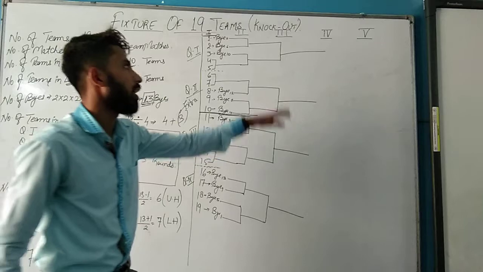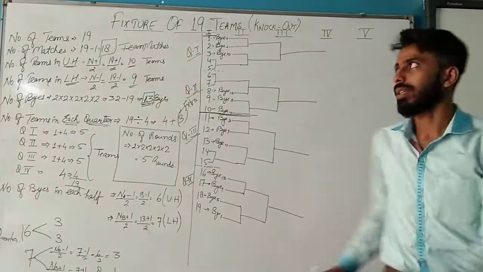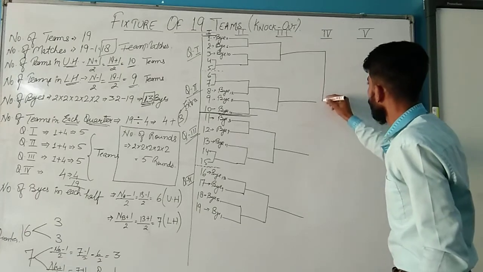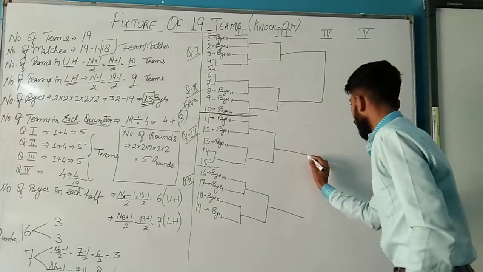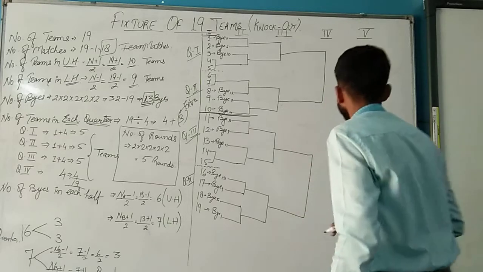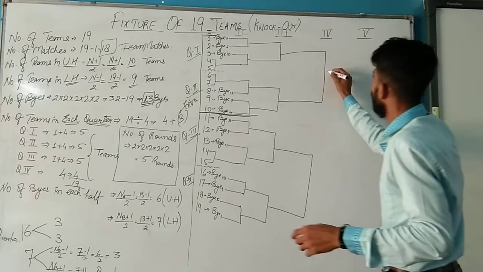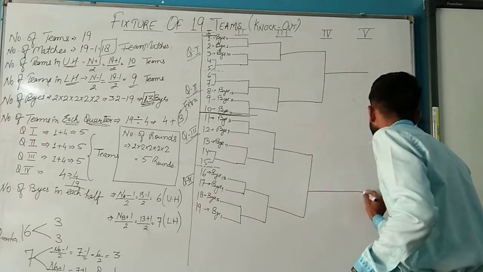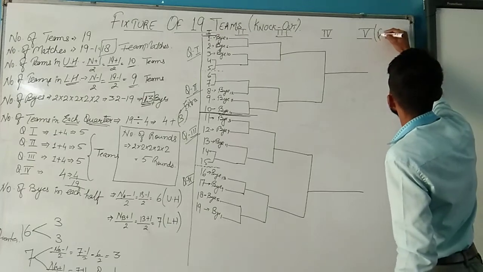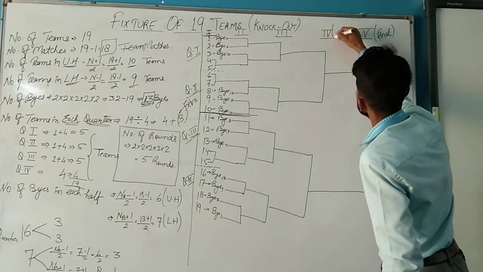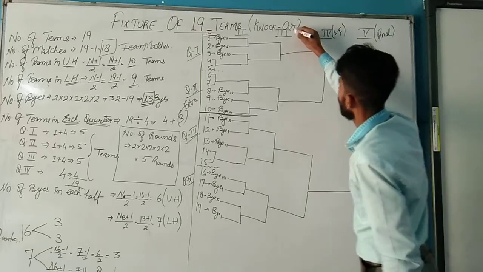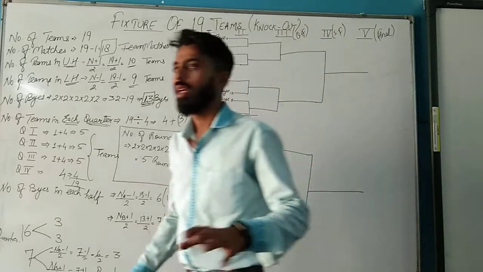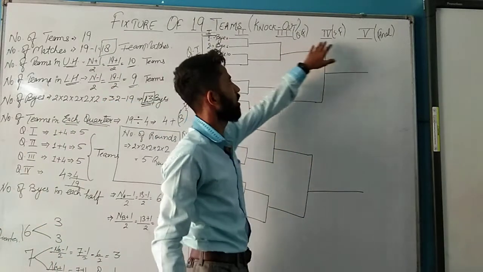Now they have reached the semi-final round, that is the second last round as per the fixture. Now in the fourth round, these two teams will battle, and in the next one these two teams will battle. From the upper half, one winner will reach the final round, and from the lower half, one winner will reach the final round. So this is the final. This is semi-final, and this is quarter-final, as per the 19 teams that are given in the question.